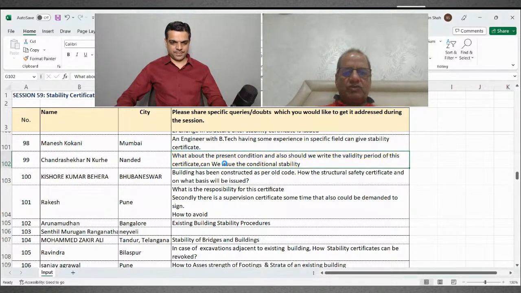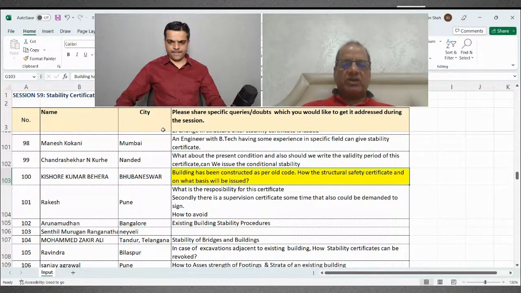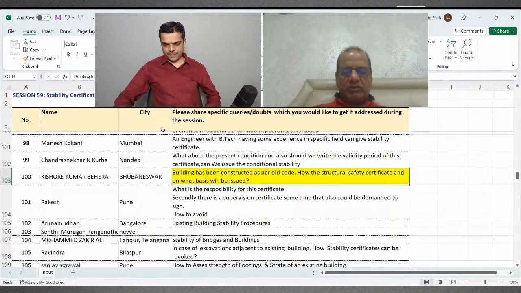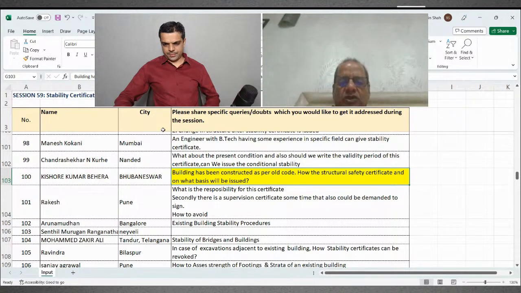Kishore Behraji, Bhubaneswar, building has been constructed as per old code. How the structural safety certificate? Structural safety certificate is a different thing for an old existing building, and structural stability of a newly designed and constructed building is a different thing.